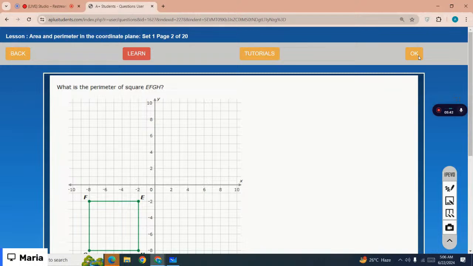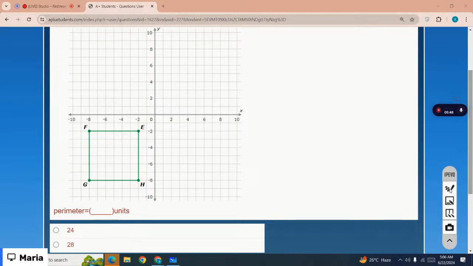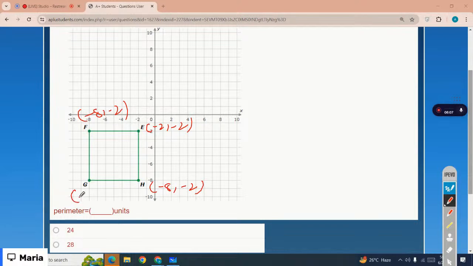Okay, what is the perimeter of the square EFGH? You have to find the perimeter, right? So let's just calculate the side lengths. Just look at their coordinates first. For this one it is -2. For this one, -8. Here you have -8, -2. Here you have -8 and -8, right?